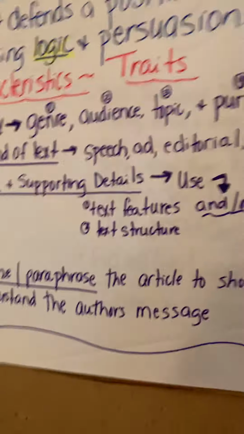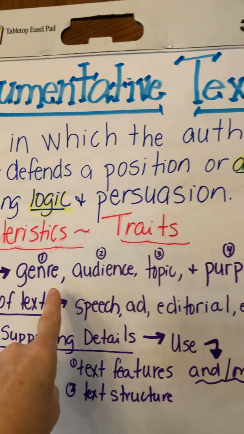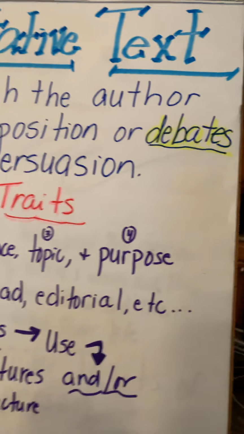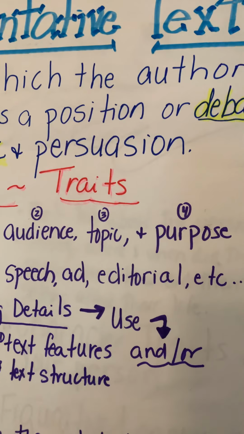So first, you're going to identify the genre. It's usually going to be nonfiction because they're trying to teach you something. The audience is who are they talking to? If they're talking about should we have tests every year in school, maybe they're talking to administrators. The topic is what are they talking about? If it is talking about tests, that's the topic. And the purpose: why did the author write this? The author wrote this so that whoever's reading it, the audience, will think about what they're saying and might want to change their mind and do what they're saying.